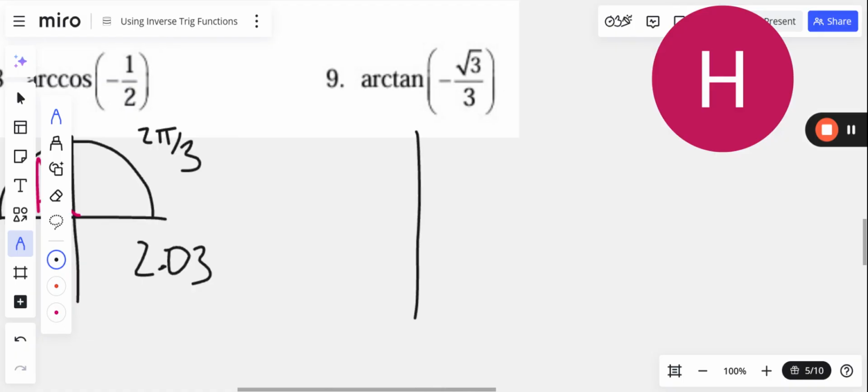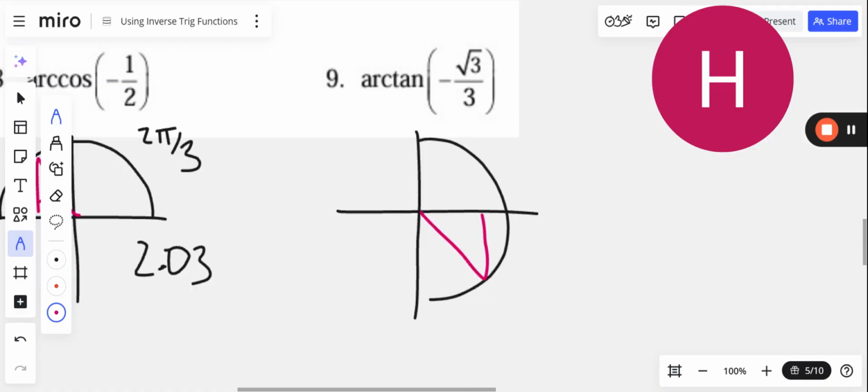Okay, so arctan of negative rad 3/3. Again, we look at the quadrants where this could exist. It's kind of weird. It wasn't very round. It's a little more round. And it's on the negative side, so it's going to go over here with an opposite of negative rad 3 and an adjacent of positive rad 3.